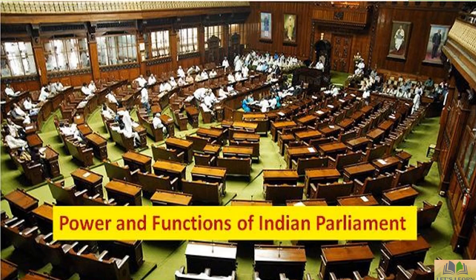Article 74 provides for a council of ministers headed by the prime minister to aid and advise the president in the exercise of his functions. So the prime minister advises the president. So the PM has more power than the president, because he is simply advising the president on what his work and functions are.